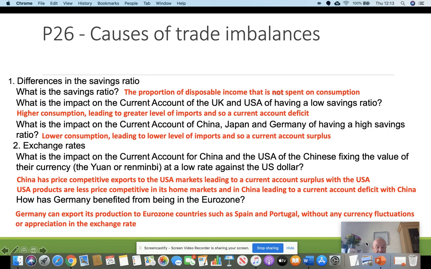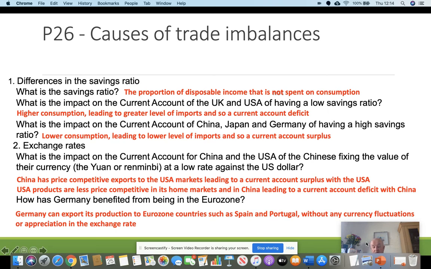So Germany, clearly, is exporting its production to other Eurozone countries like Spain or Portugal. Not so much the UK, it's not a good example, sorry, because we're not in the Eurozone, although we're part of the European community, etc. But where Spain, Portugal and Germany are trading in the same currency, obviously they have no currency fluctuations. They all have the euro as a currency, and there's going to be no currency fluctuation or appreciation in the exchange rate.